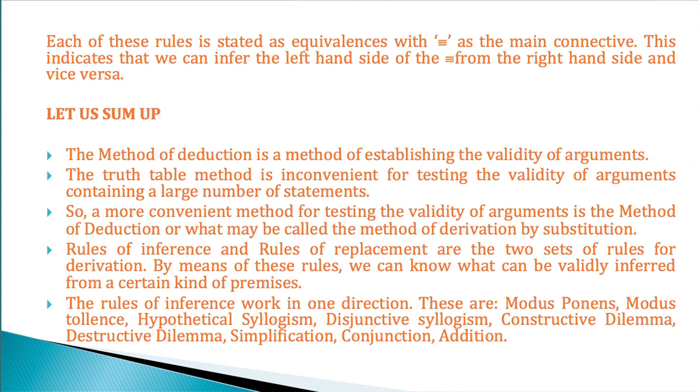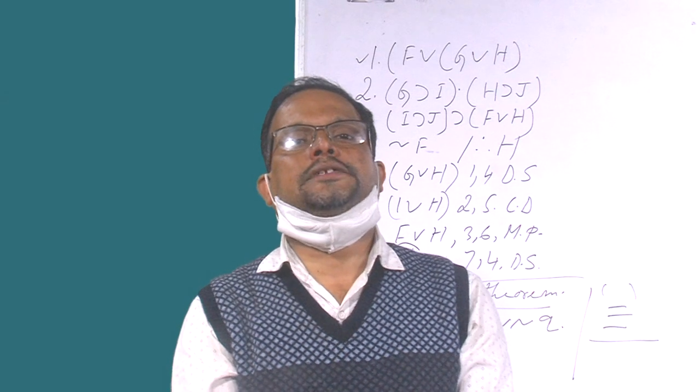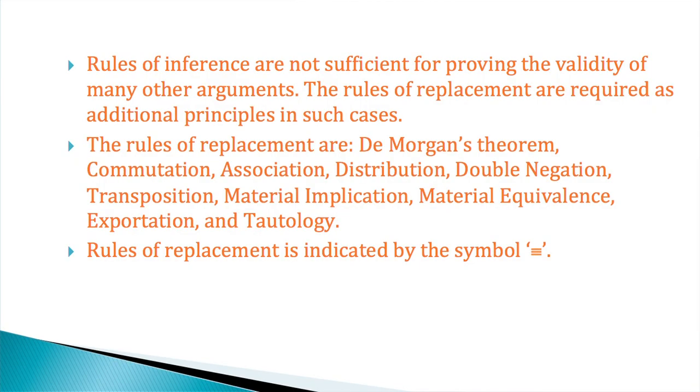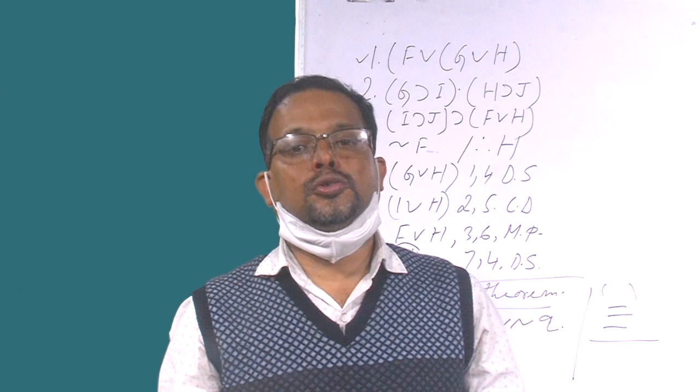Dear learners, rules of inference work in one direction. These are modus ponens and modus tollens, hypothetical syllogism, disjunctive syllogism, constructive dilemma, destructive dilemma, simplification, conjunction, and addition. So, rules of inference are not sufficient, dear learners, for proving the validity of many other arguments. Therefore, rules of replacement are required as additional principles in such cases. Dear learners, you have to know that these rules are De Morgan's theorem, commutation, association, distribution, double negation, transposition, material implication, material equivalence, exportation, and tautology. Now, dear learners, rules of replacement are indicated by the symbol of equivalence. So, these are the basic points.